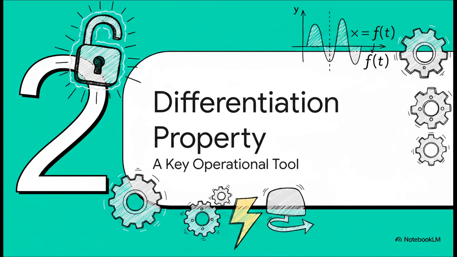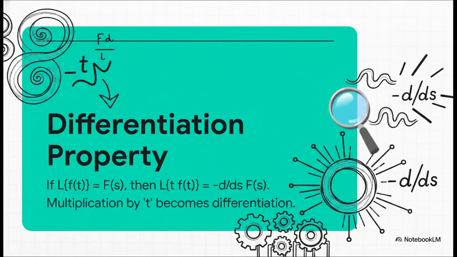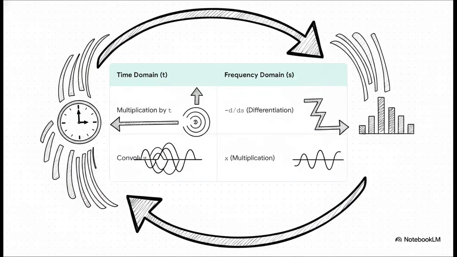Now, to really make this work, we need some special tools. You can almost think of them as cheat codes for specific situations. The very first one we're going to master is the differentiation property. This tells us exactly what happens in the S domain when our function in the time domain gets multiplied by t. And here it is. So what does this actually mean? It says that if you take the Laplace transform of some function, f of t, that's being multiplied by t, the result is just the negative derivative of that function's transform, F of s. So multiplication by t over in the time world becomes differentiation over in the s world. Pretty cool, right?